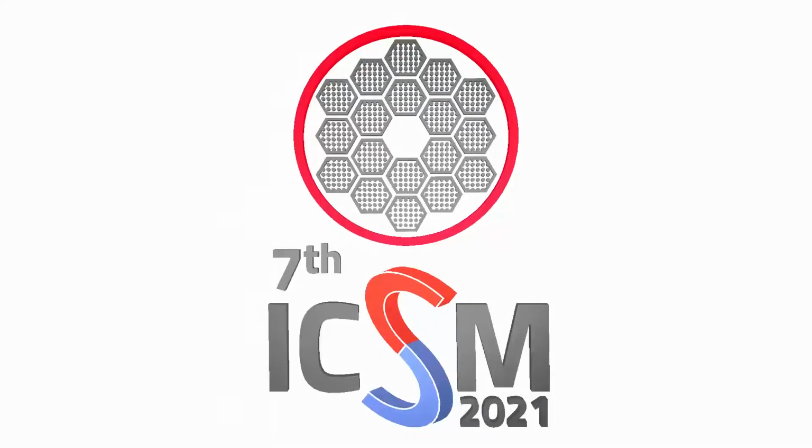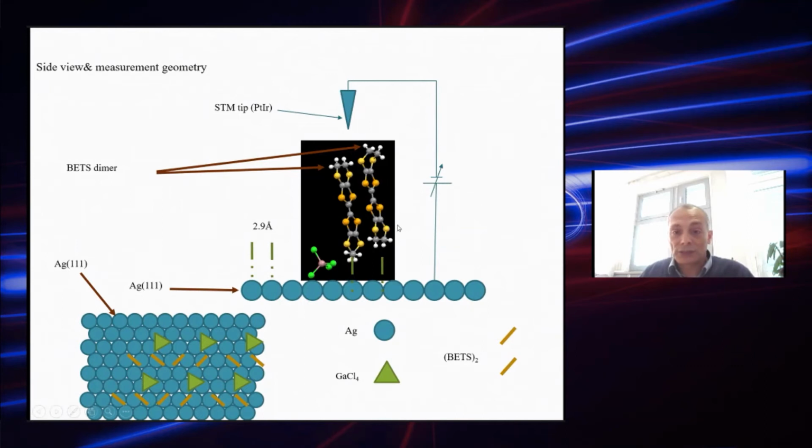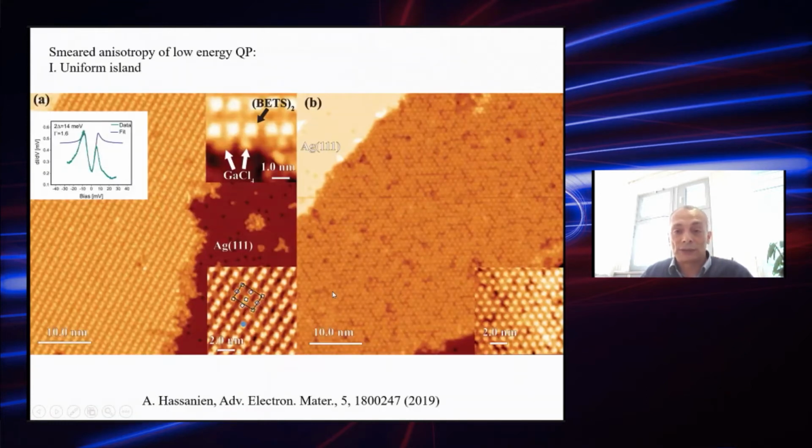Depending also on the size of the island, or you can grow it vertically as such. For instance, down there you have silver 111. You can grow it vertically. Also, in such a system, you can have a superconducting transition.